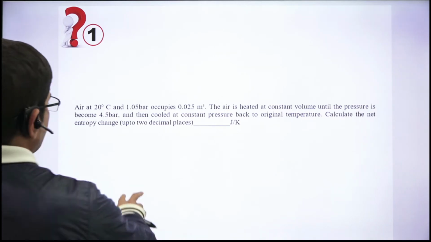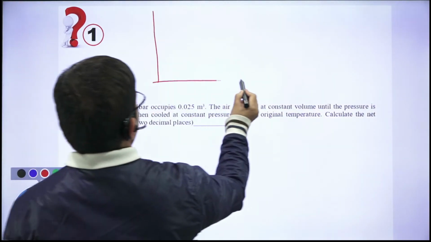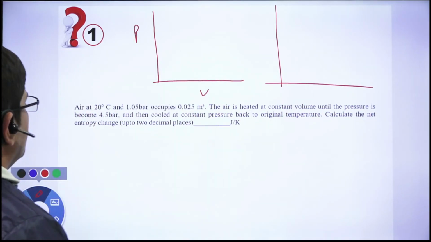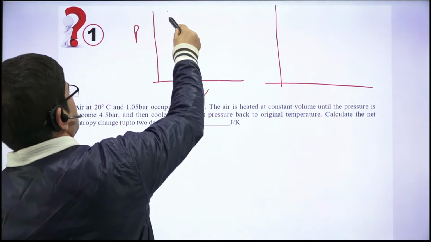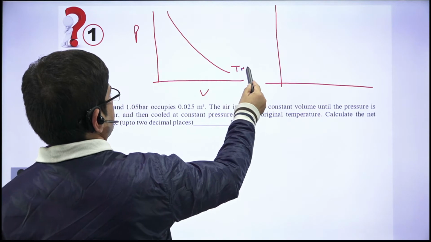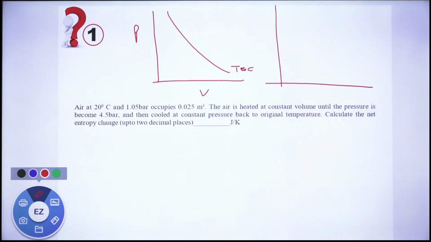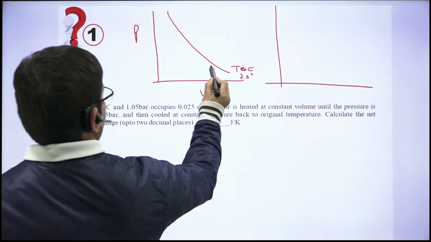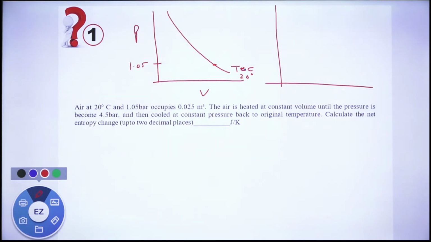Let's see whether you can plot the PV and TS diagram for this. You should always feel comfortable drawing PV and TS diagrams. So air was earlier at 20 degrees centigrade. Can you tell me how an isothermal process is plotted? This is the constant temperature process plotted on a PV diagram, right? T equal to constant process. Now let us say air was at a particular temperature, 20 degrees centigrade and 1.05 bar.